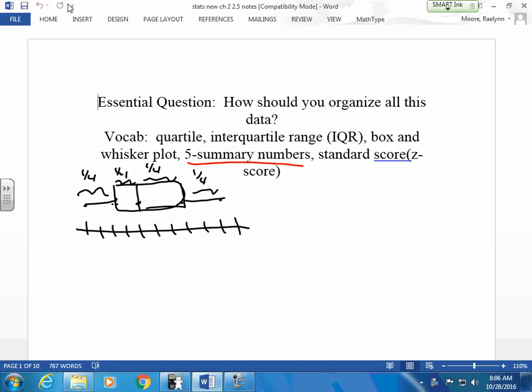We do have a formula to find where your outliers are. Remember I told you we would get to that before the end of the chapter? So we do have a way to find out. We're going to do your quartile, and we're going to do your box and whisker at the same time, because it kind of works the same way. So let's take a look at this.